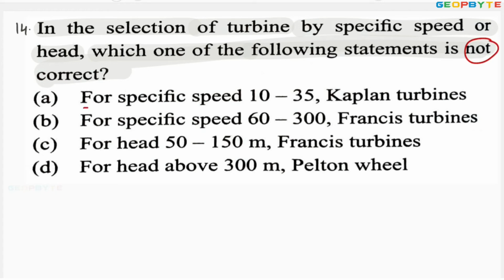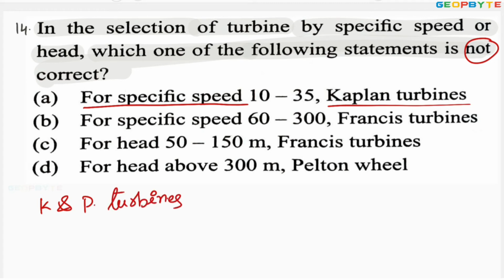First statement is for specific speed 10 to 35 Kaplan turbine. No. You know Kaplan turbine is coming under high specific speed turbine. Kaplan and propeller turbines are high specific speed turbines.